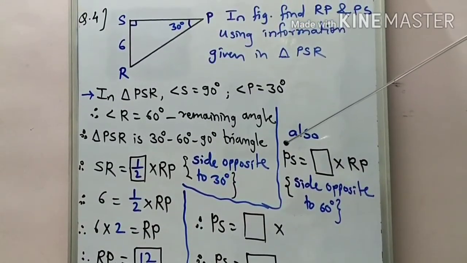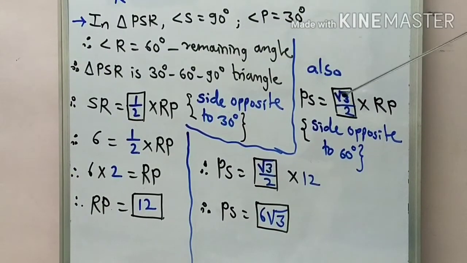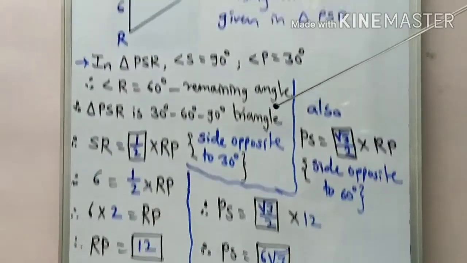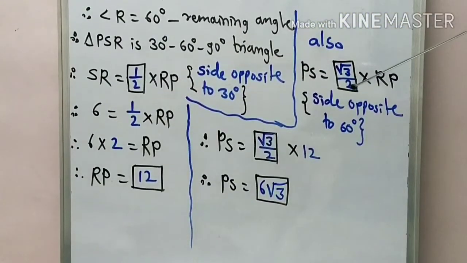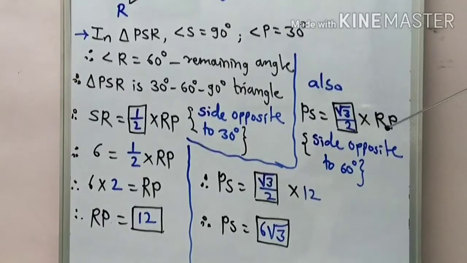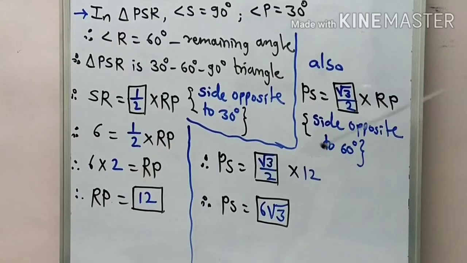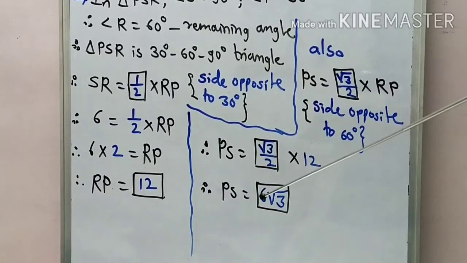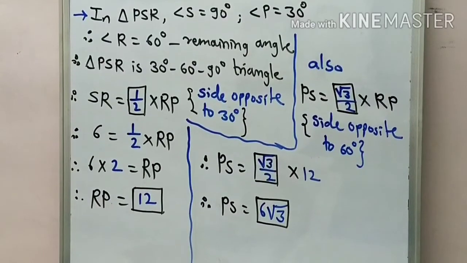So do it, students. Understood? PS equals root 3 upon 2 times the hypotenuse. The reason is that the side PS is opposite to the 60 degree angle, and hence it is root 3 upon 2 times the hypotenuse RP. So root 3 upon 2 into 12. Here we divide 12 by the denominator 2. 2 sixes are 12, and hence the PS value is 6 root 3. This is a 2 mark question that can be asked in the exam.